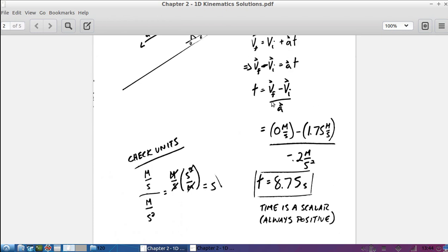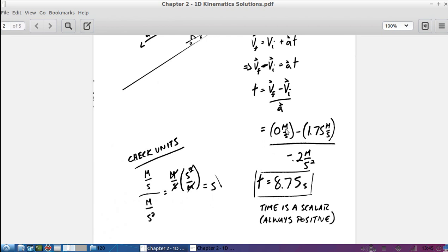So I've got a v final, which is 0, a v initial of positive 1.75. I've got an acceleration of negative 0.2 meters per second squared. So I've got a negative acceleration, a negative numerator, negative over negative, which is a positive. That makes me feel good about my answer so far because I know time is a scalar, it's positive. So I do my calculations. Negative 1.75 divided by negative 0.2 is 8.75.